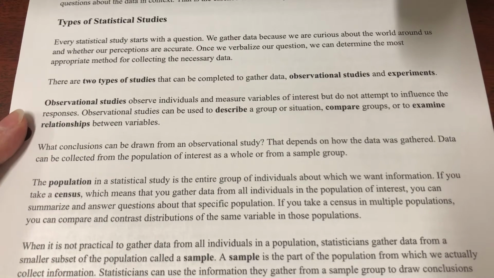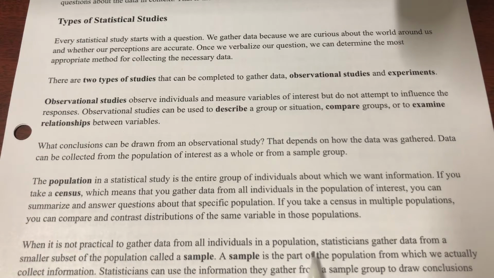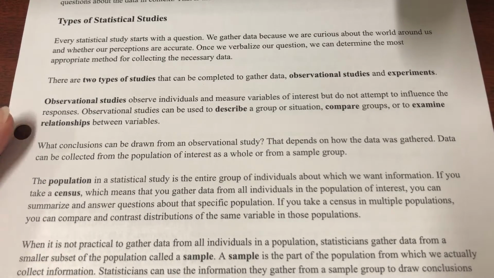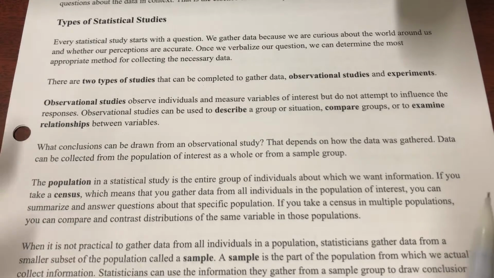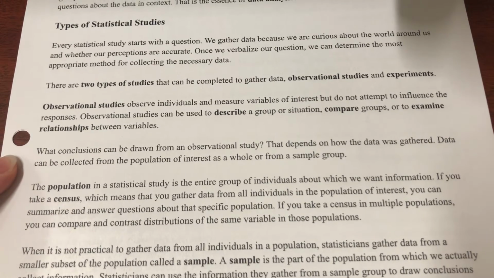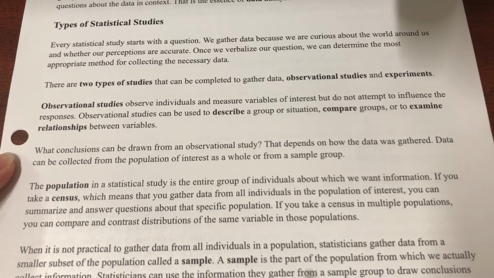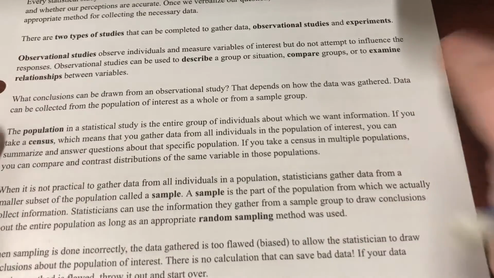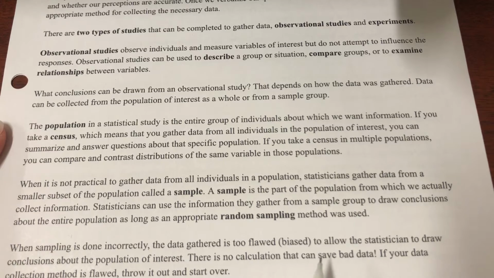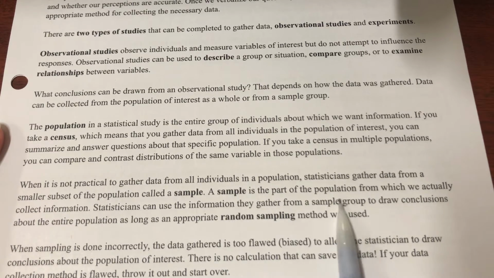Now, when it's not practical to gather data from all individuals in a population, statisticians gather data from a smaller subset of the population called a sample. You can imagine that if you have millions of people in your population, or even thousands like here in the high school, we may not actually be able to get answers from every single one of them. That's when we try to take a sample. A sample is the part of the population from which we actually collect information. Sometimes we try to gather information from a lot of different people, but not all of them respond. So the sample itself is the part that we received information from, not the part we reached out to.